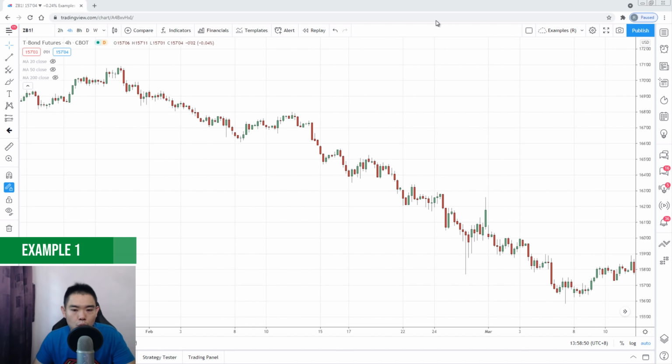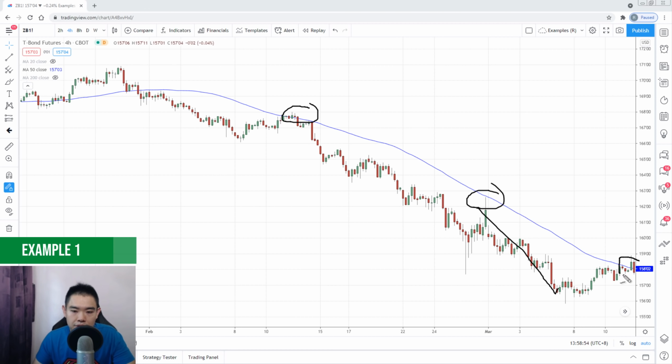Number 2, the area of value. In this case, if you overlay the 50-period moving average, you will see a few things. Price tested once and headed down lower, a second test over here and headed down lower, and then we have a third test over here. Great. The 50-period moving average is acting as an area of value.